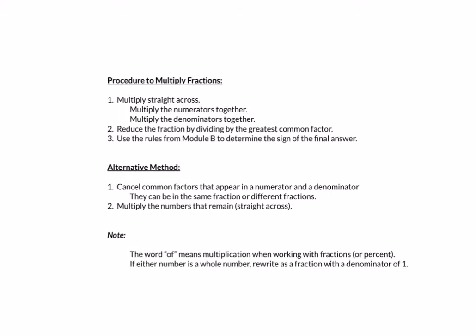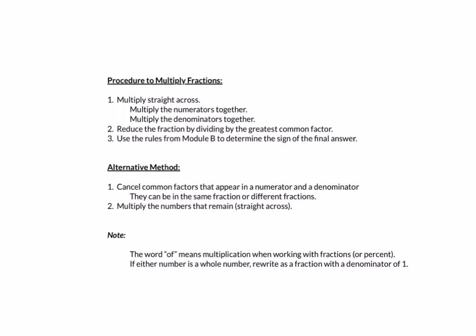From there, we want to reduce the fraction by dividing by the greatest common factor, like we did in the previous section. If we have signed numbers, we do want to use our rules for Module B to determine the sign of the final answer. Remember that if there is an odd number of negatives, our answer is negative. If there is an even number of negatives, our answer is positive.